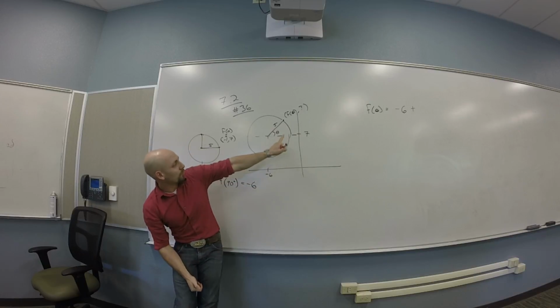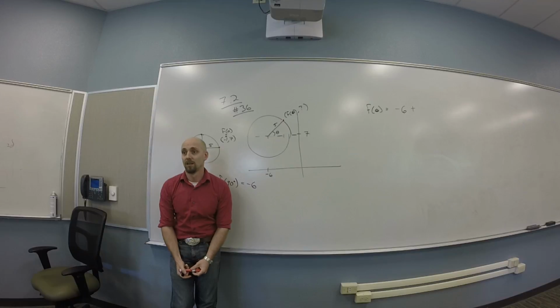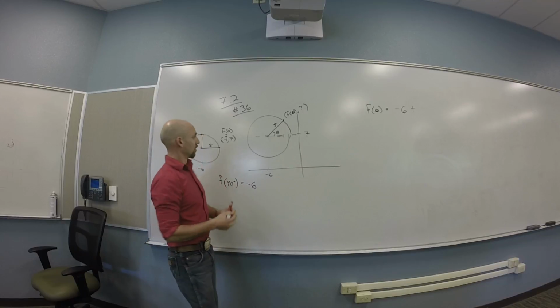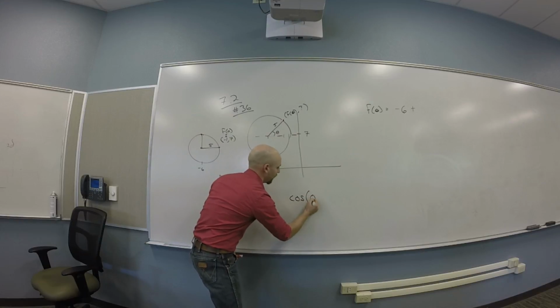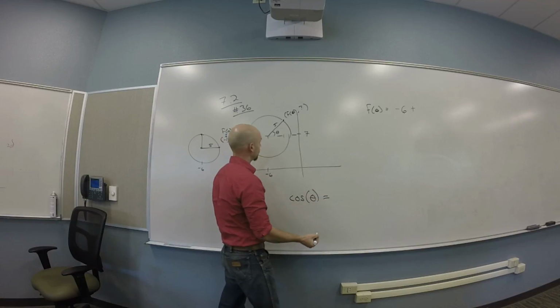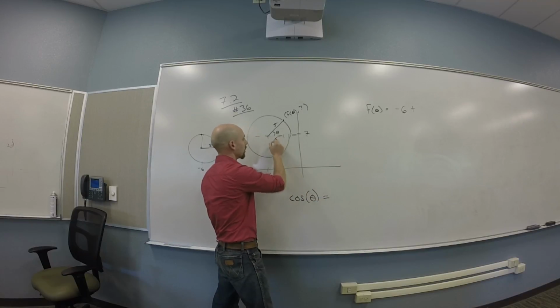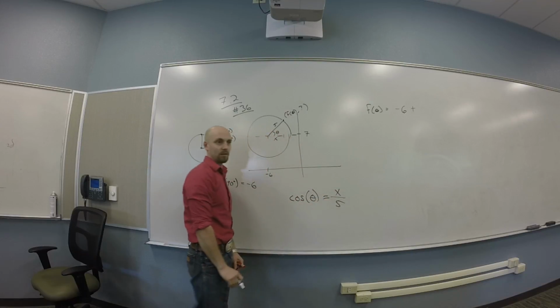What do you know about this red side in terms of theta and 5? Which side of the triangle is that? Is that cosine? Yeah, that's the adjacent side. So you should be thinking cosine. Cosine of theta is x over 5. So you're going to call this x, and cosine of theta is x over 5.